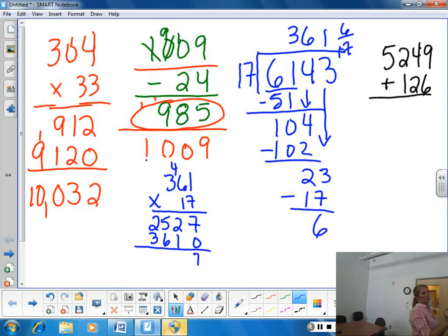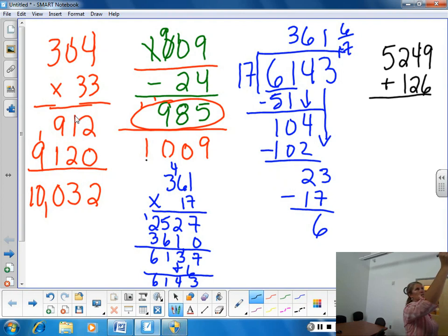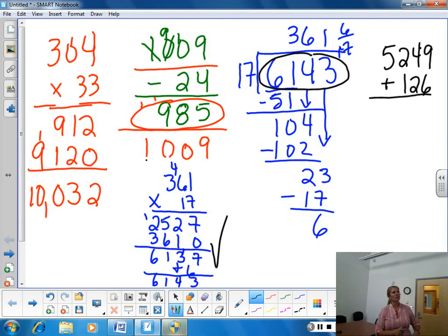Add your numbers. I get 6,137, and then what? Add your remainder, plus 6. I really didn't leave enough space here. 13, carry the 1, that gives me 4. 6,143. That is my dividend that I started off with, so I know that I did this correct, so I feel good about it. 361 and 6/17, my final answer.